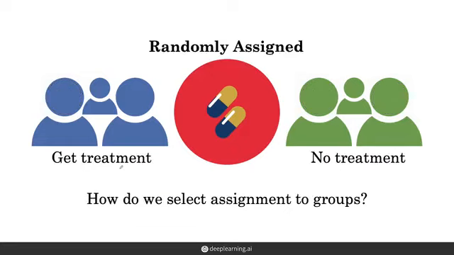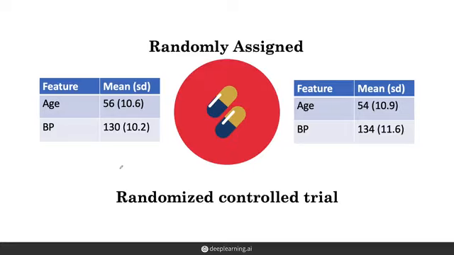You tell the doctor not to fear because you have randomly assigned the patients to the treatment and control groups. You show the doctor that the patients in both groups look very similar. When we look at the mean and the standard deviation in age and blood pressure values, we see that they're quite similar in both the treated and in the control group.